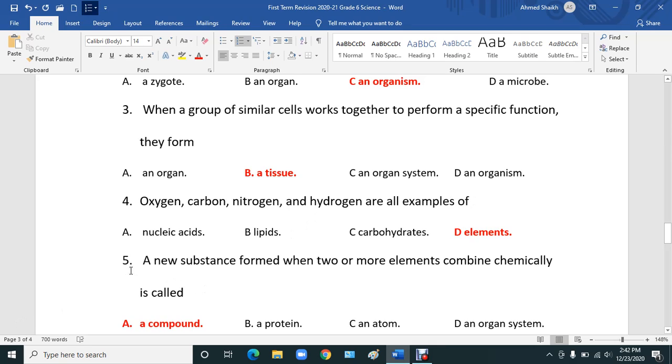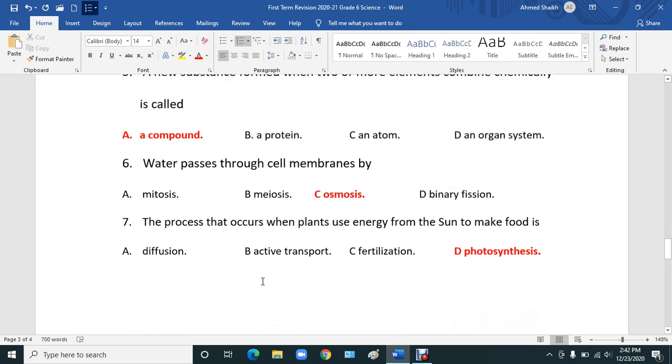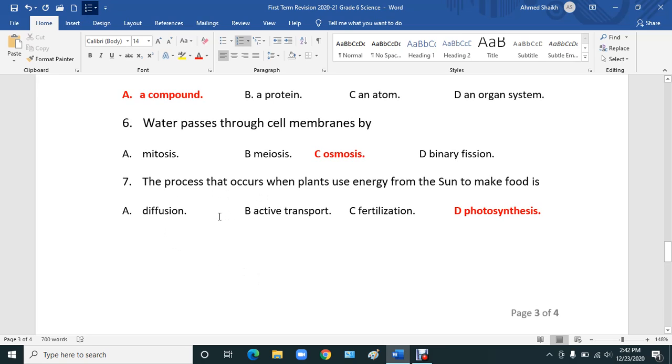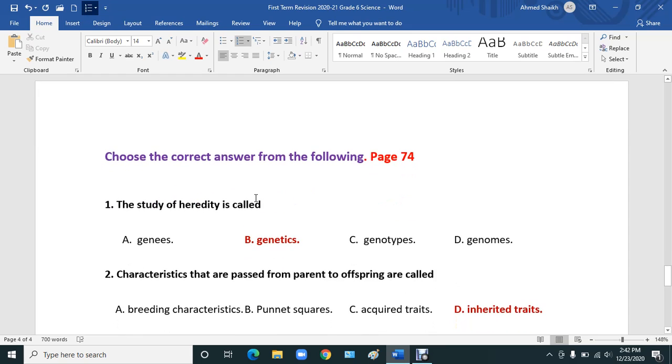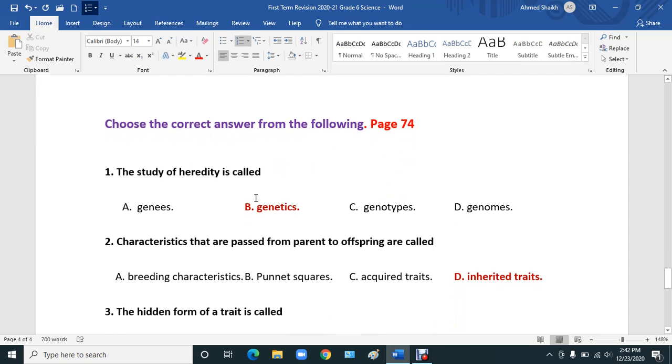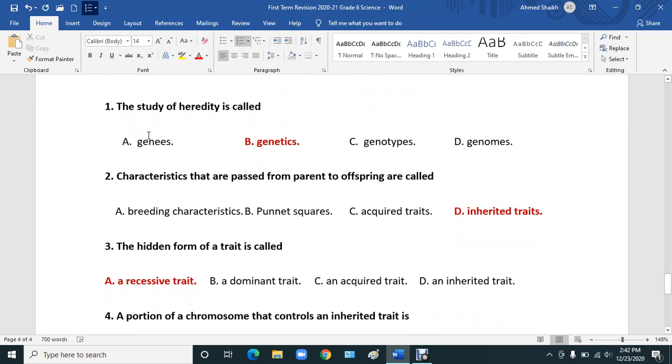Number 5: a new substance formed when two or more elements combine chemically is called a compound. Likewise, here we are going to answer that water passes through cell membranes by osmosis, and the last, the process that occurs when plants use energy from the sun to make food is called photosynthesis. The next is about page number 74. Choose the correct answer from the following, where we are going to write the answers for these sentences.